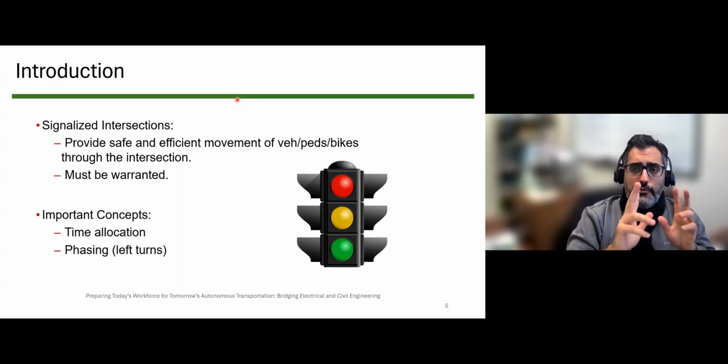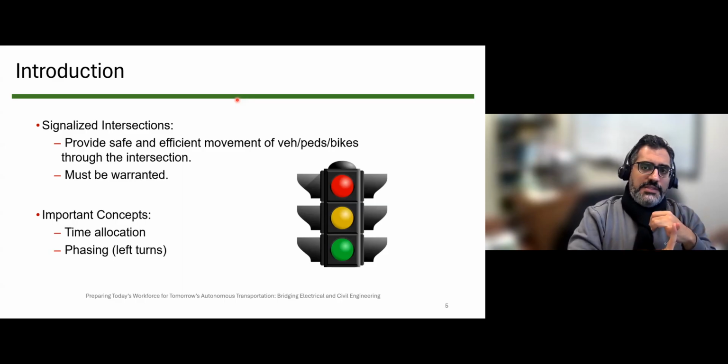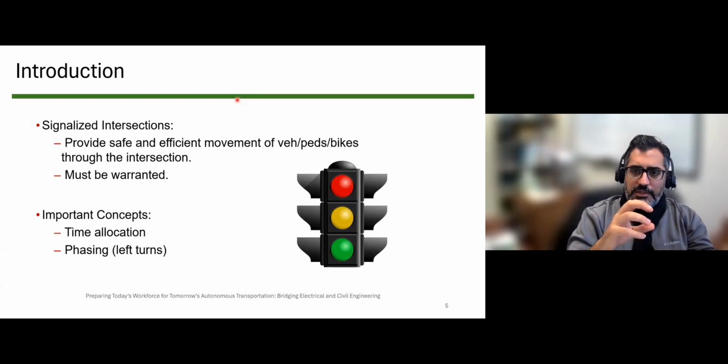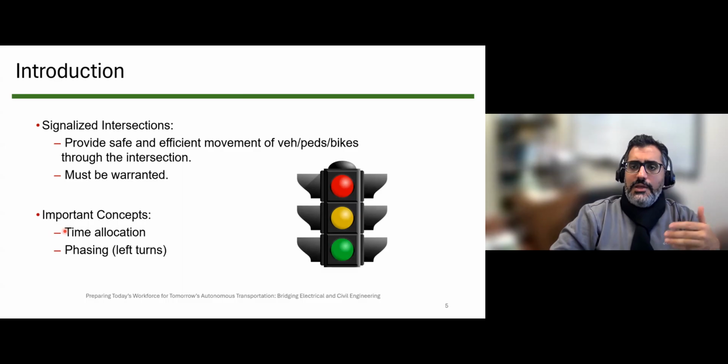There are two main important concepts when it comes to traffic signals. One is phasing, the other one is timing. Phasing shows the pattern or the order in which the movements happen. Timing is how much time each movement, each lane group, would have to cross the intersection, to clear the intersection. And these are the two things we are going to learn in the lecture today.